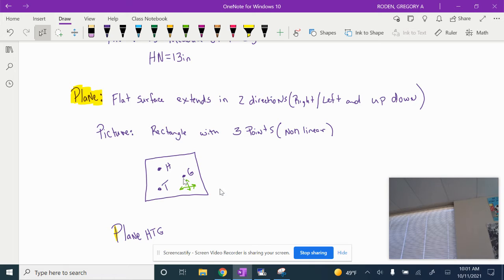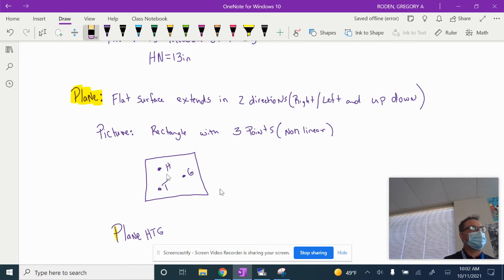We name a plane using three letters, okay? Non-collinear letters. So remember, H, T, and G are not linear, because if they were, then it would be a line, right? Why do you think we have to use three points and not two to name a plane? Why, Chris? Because two points would be like a line. So we have to name a plane with three non-collinear points.